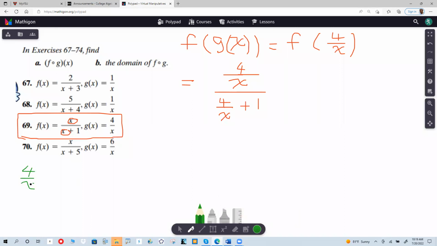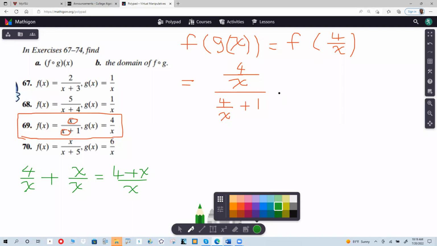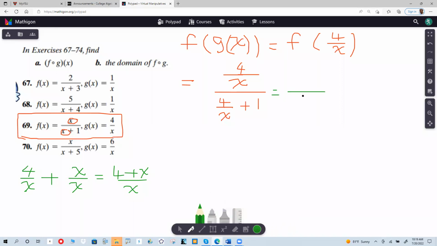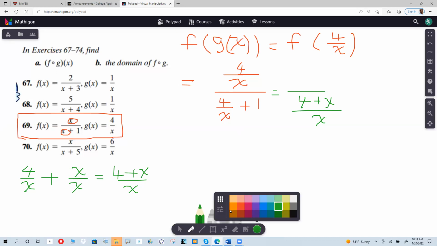4 over x plus, instead of 1, I can write x over x. And that makes the top 4 over x and the bottom x. And that's a good thing. And you have to simplify it on the exam, okay? I will say simplify your function. Otherwise, you won't be able to find the domain to begin with.